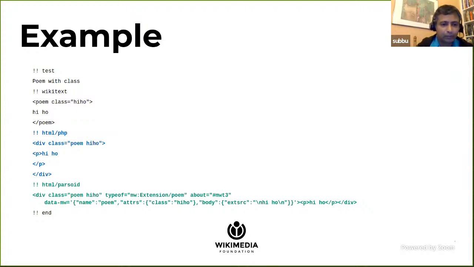For example, in the poem extension, we've added HTML/Parsoid section to the test. In this case, the output is the same, but this is just to demonstrate how the section will look. So the HTML/PHP is the default output, and the HTML/Parsoid is the output for the test. In this case, you see that we are specifying the type of and the data MW attribute that Parsoid generates. So this is broadly how you do it.